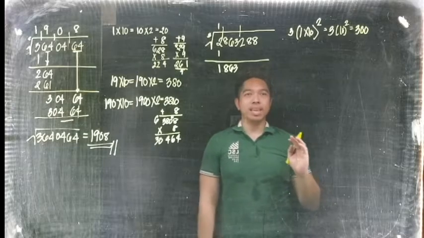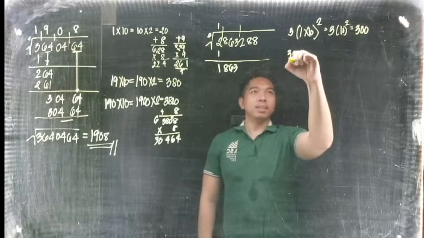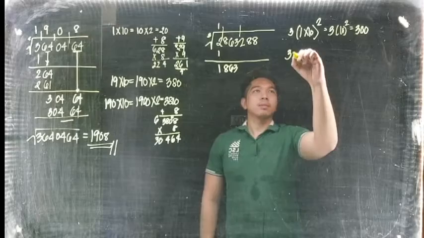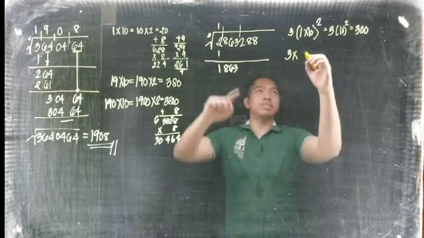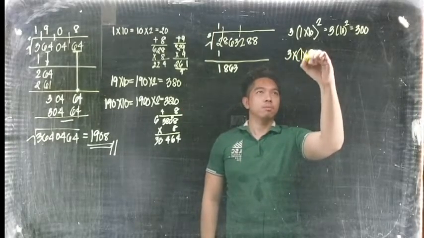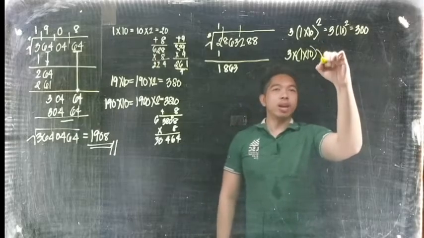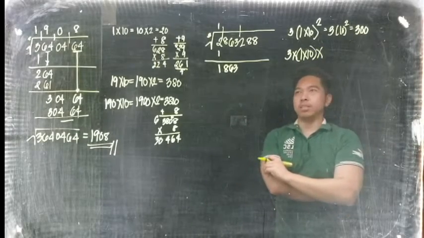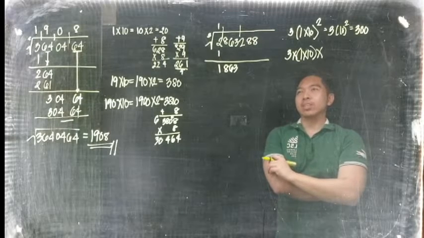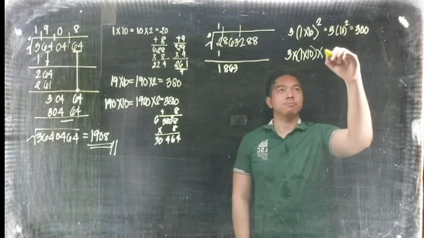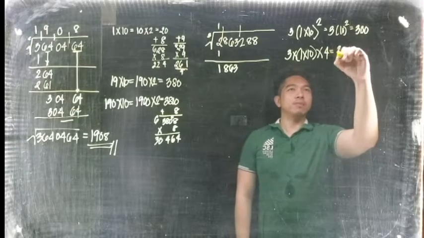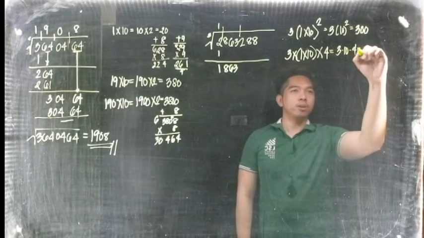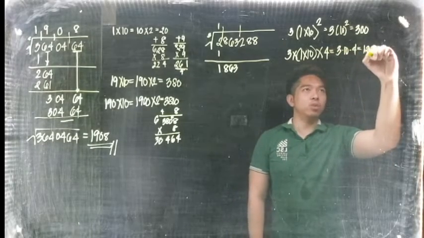So what is now the second step? You multiply 3 times this 1 times 10 times your assumed number. Okay. So, tingin nyo ano magandang i-assume na number dito. So, let's try to assume 4. So, that will have 3 times 10 times 4, which is equal to 120.